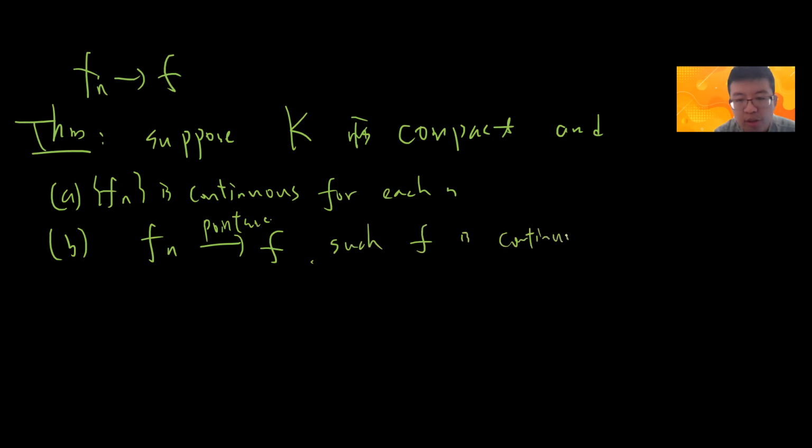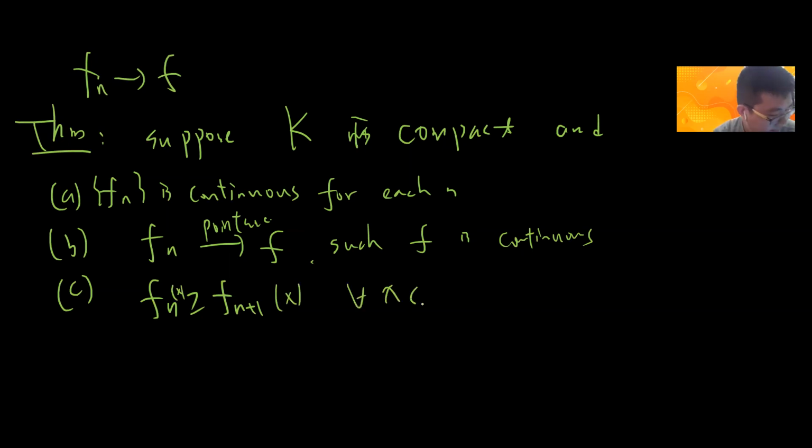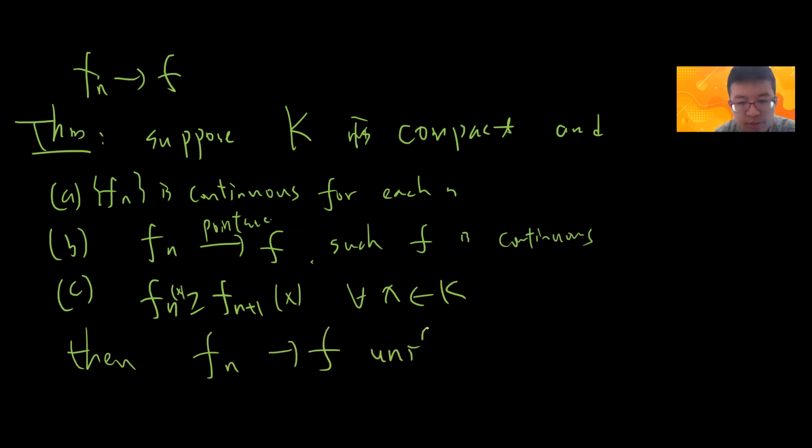Okay, so remember that in the usual case, Fn continuous for each n does not mean that the limit is continuous. If Fn converges uniformly to F, then sure, F will be continuous, right? But in general, you will not. And (C) Fn of x is greater or equal to Fn plus 1 of x for all x. Then Fn converges to F uniformly.